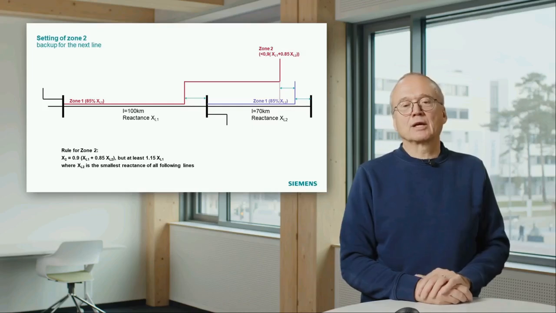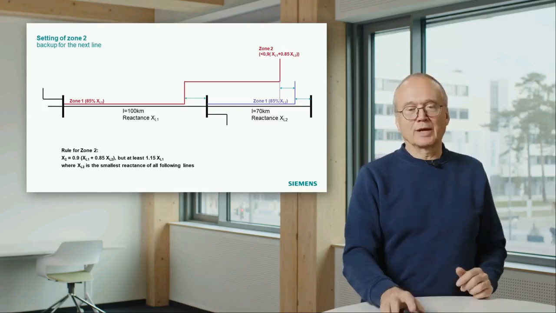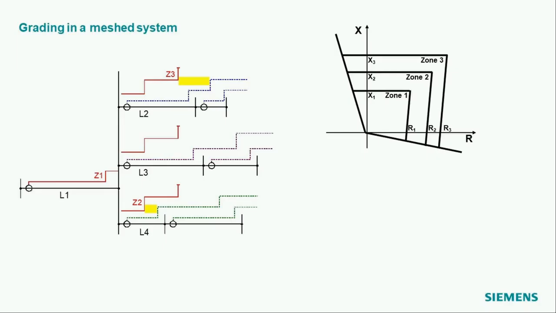The program Syncal I mentioned is able to do the grading of a distance relay. And then you end up, for instance, in such grading diagrams as indicated here on the left side. You consider one line, that is this line L1, and here I indicate several next lines. That means all the lines going away from the next substations.